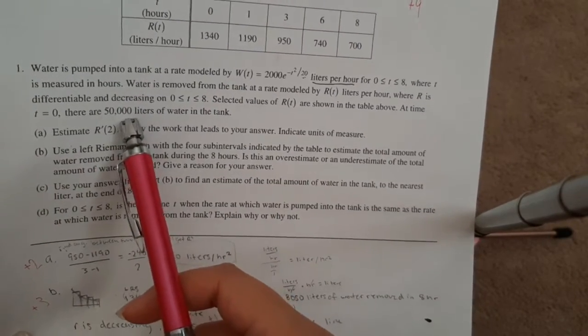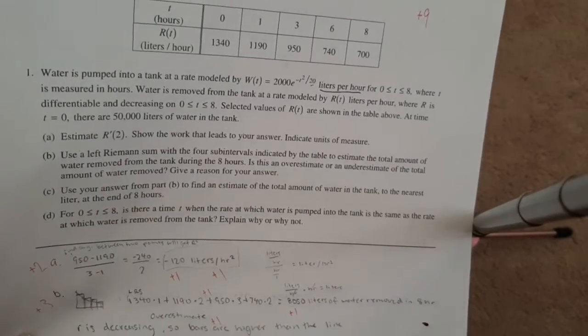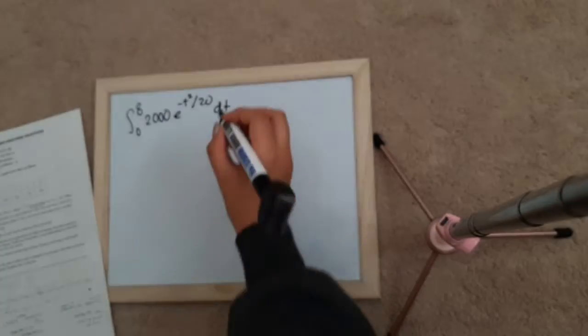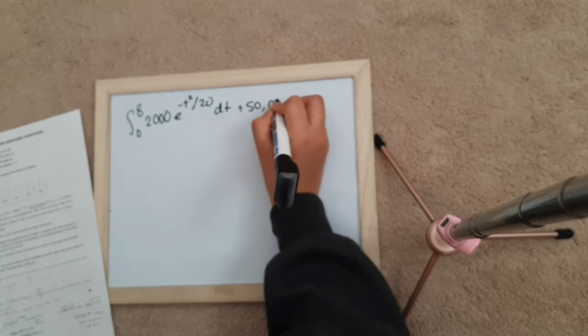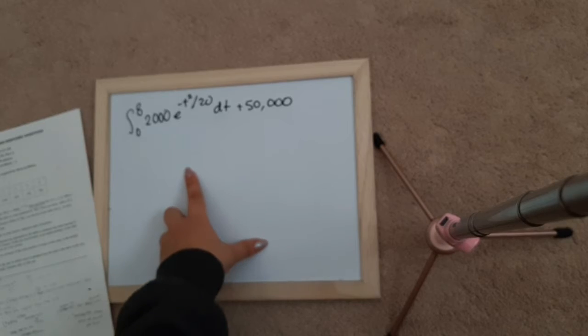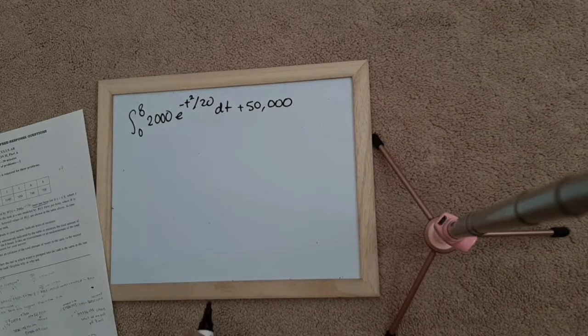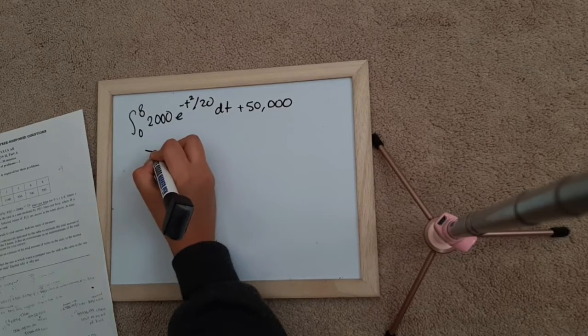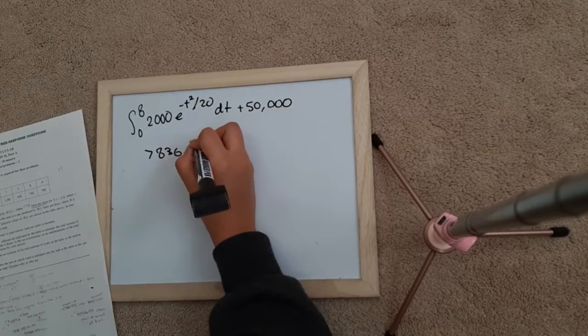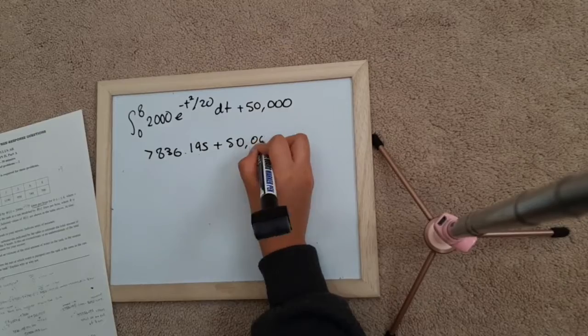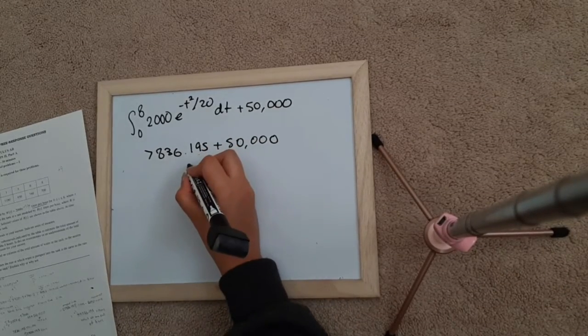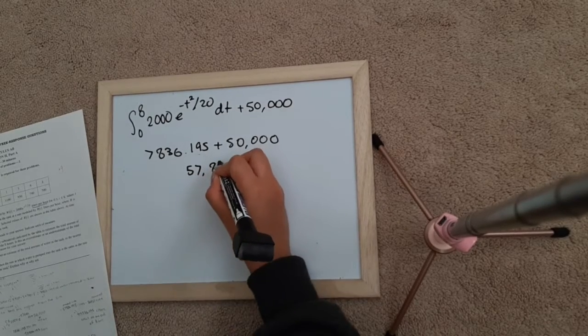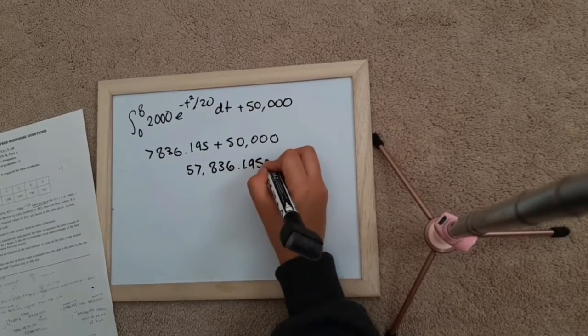And then it says at the top that at time t equals 0, there is an initial 50,000 liters. So we must add 50,000 at the end of our integral, since that's the initial. So you just want to plug this into the calculator. Since you are allowed to use a graphing calculator for this problem, when you do that, you get 7,836.195 plus the initial 50,000. When you add these two together, you get 57,836.195 liters.